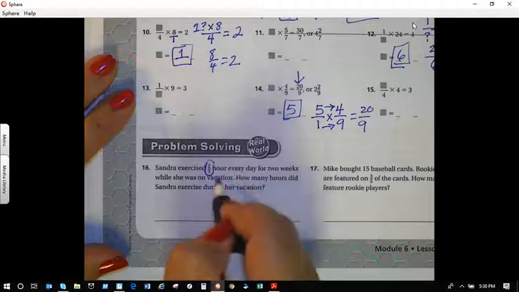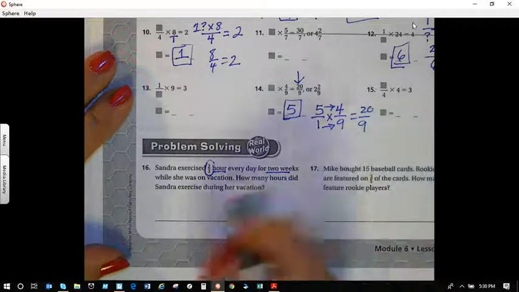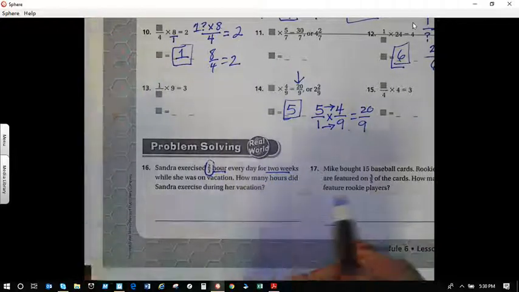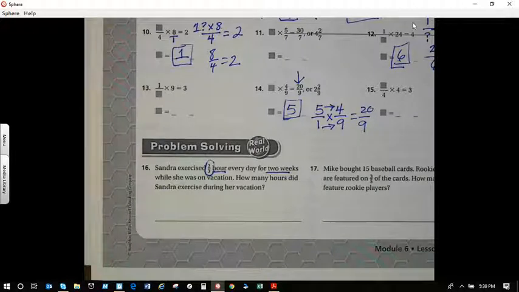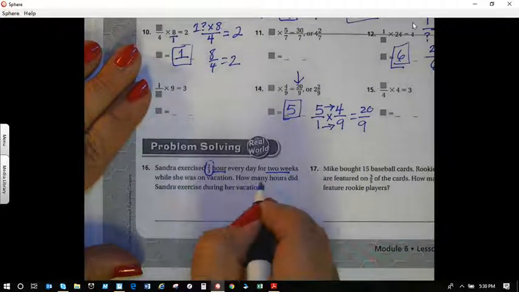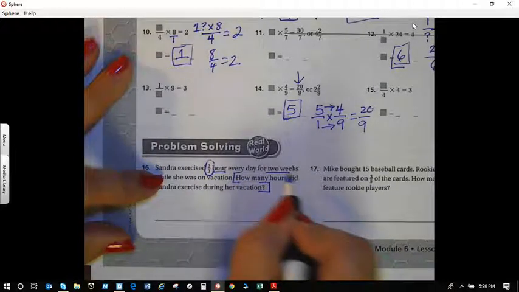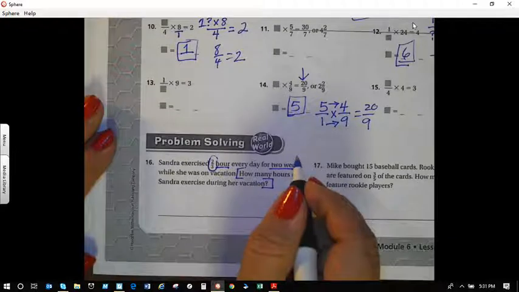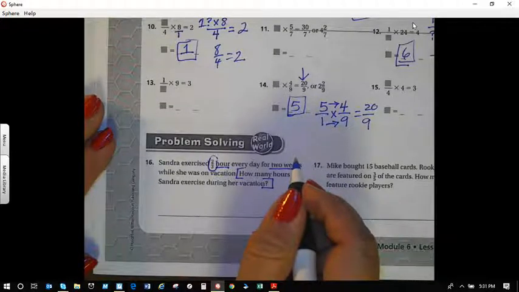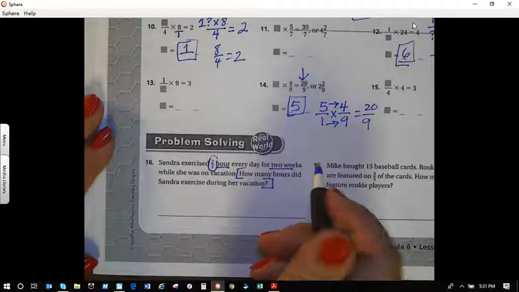All right, so I have 2/3 hours for 2 weeks while she was on vacation. How many hours does she exercise on her vacation? So I need to put brackets around my question. So that's 2 weeks. How many days is 2 weeks?